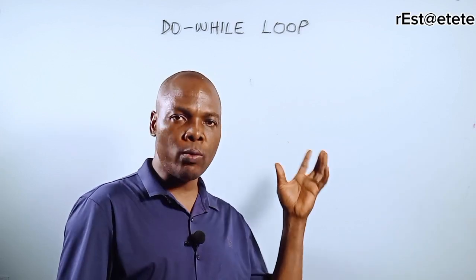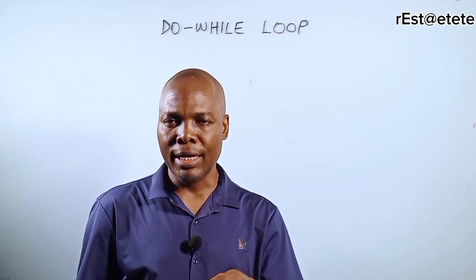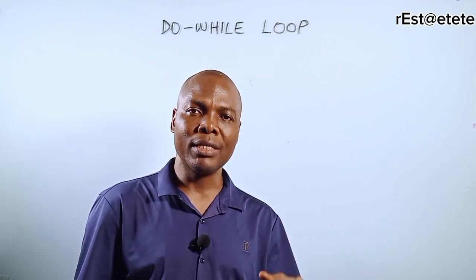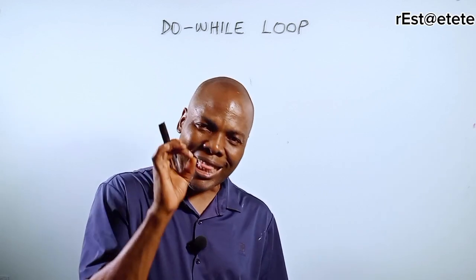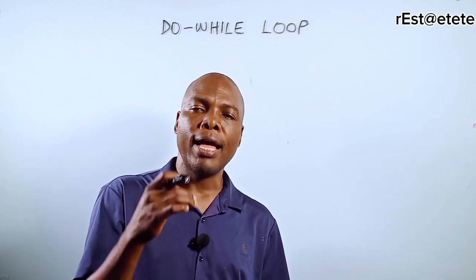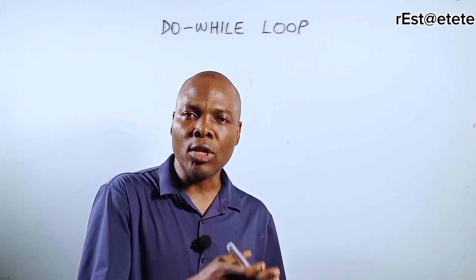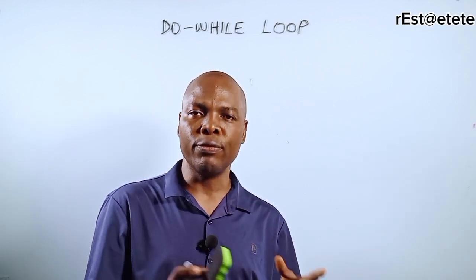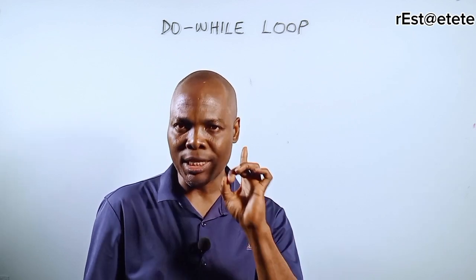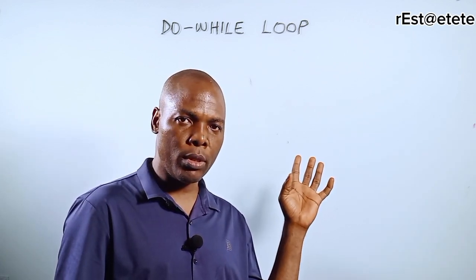The definition for a do-while loop is that a do-while loop is a control flow statement that repeats a block of code at least once and then continues to repeat the block of code as long as the condition is true. Meaning, if the condition is false, it doesn't. So at least once it will repeat that block of code. That is a do-while loop, right?